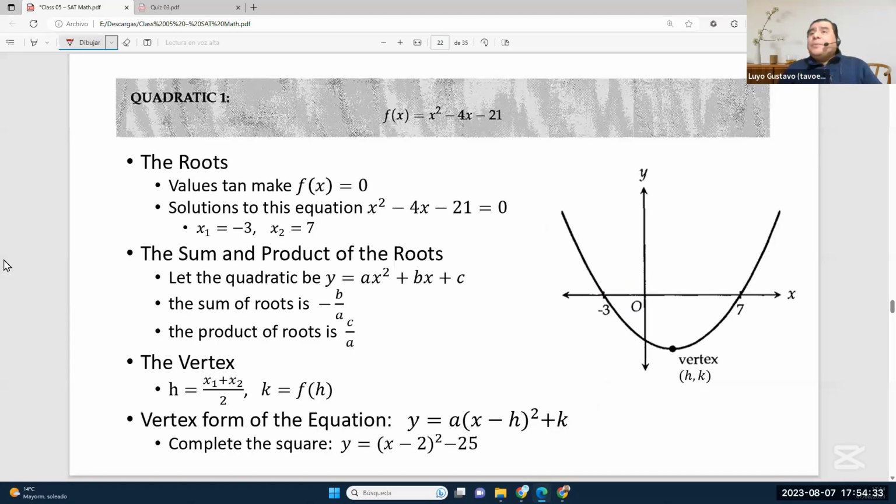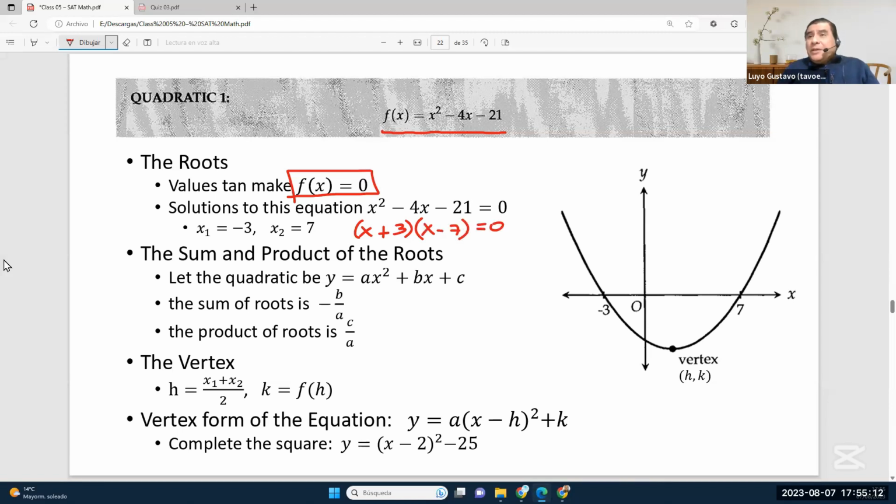Okay, let's say, for example, that we have the quadratic equation f of x equals x squared minus 4x minus 21. So how do we calculate the roots? Remember that we've already said that the roots or the x-intercepts or the zeros are the solutions of the equation of the form f of x equals 0. So if we equate the equation to 0, and we, for example, factor, you can factor like this, right? X plus 3 times x minus 7.